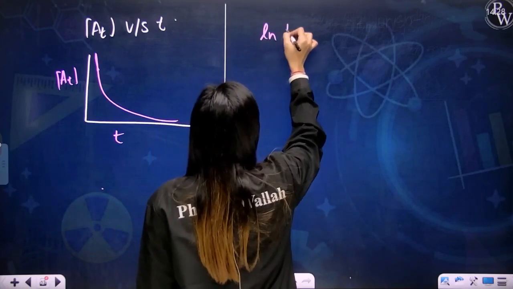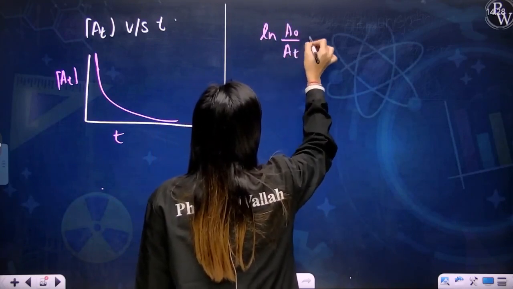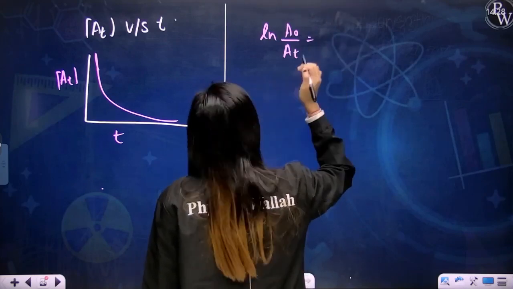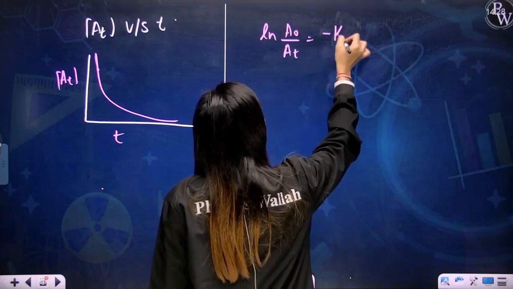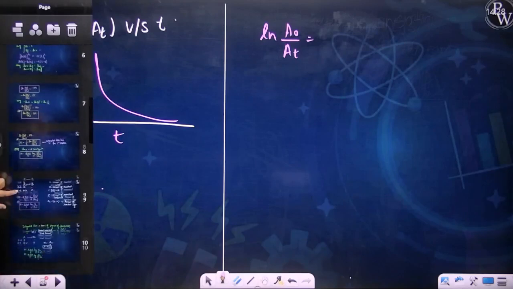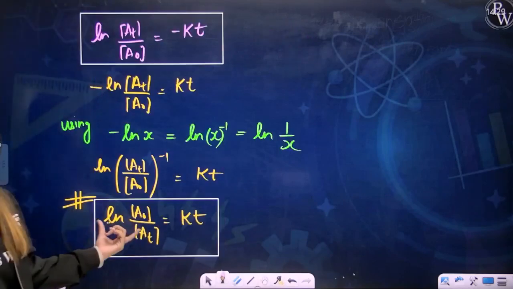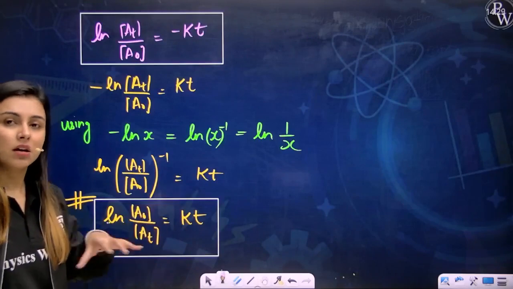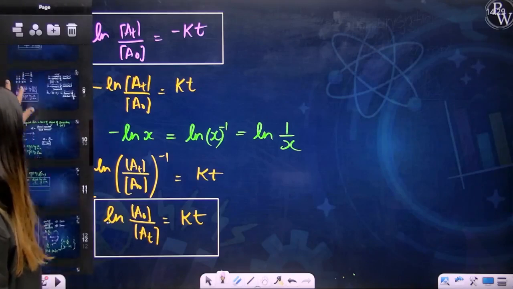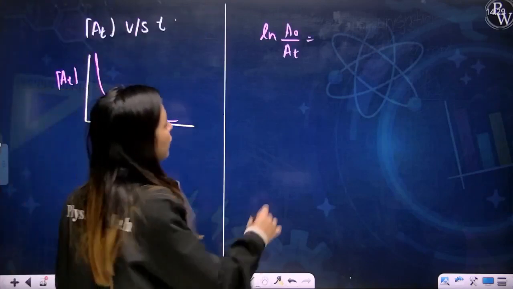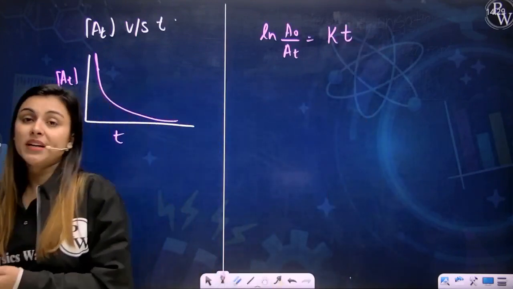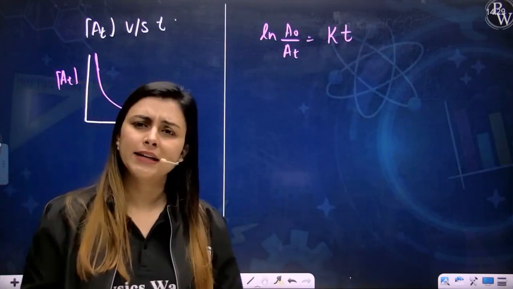ln of A naught upon AT is actually equal to... I think this was equal to minus KT. No, just a second. The expression which we calculated in the starting, which I told you that expanding this will give you the first integrated rate law. This is ln of A naught upon AT is equal to KT, right? Yes. So ln of A naught upon AT is equal to KT. This is the first expression which we derived, and from here we calculated all our integrated rate laws.